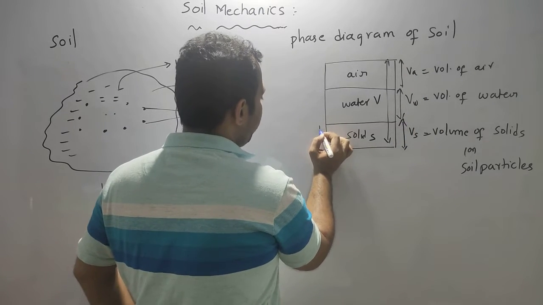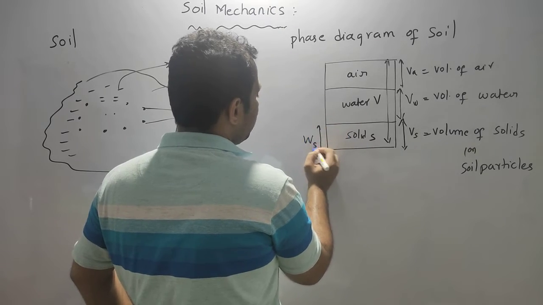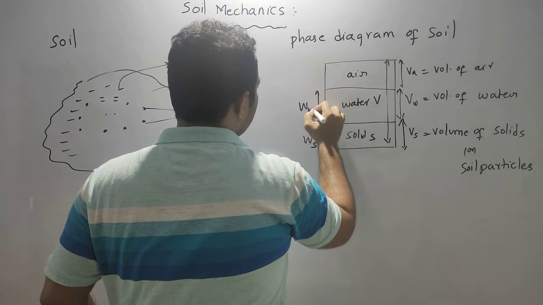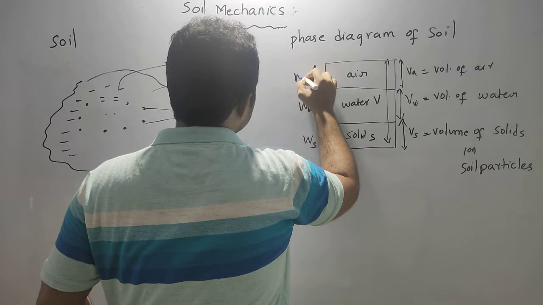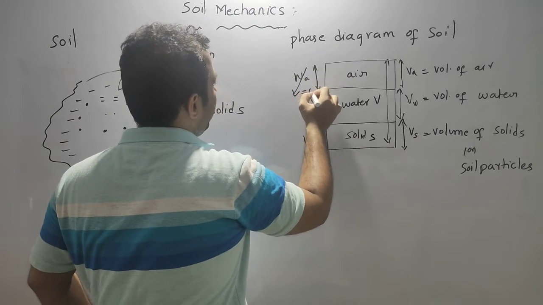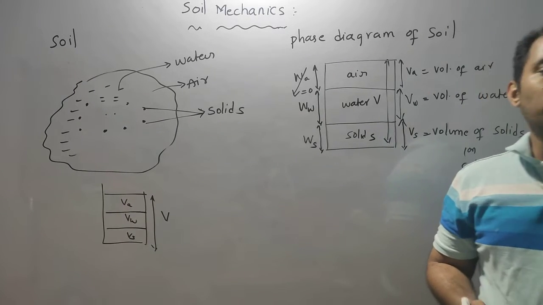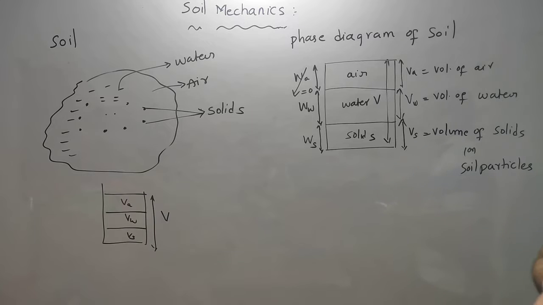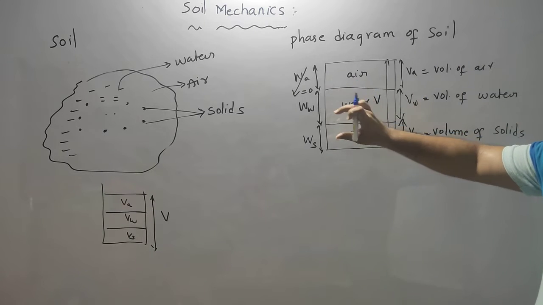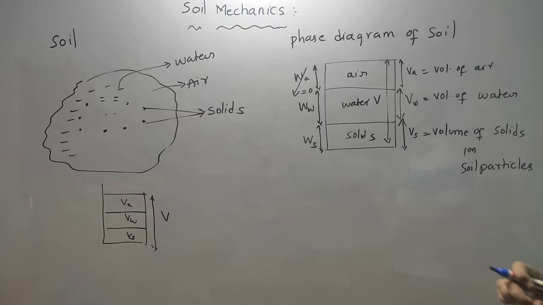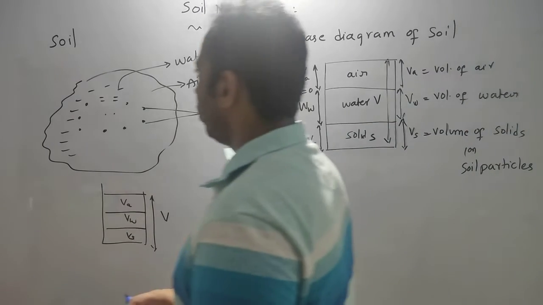Similarly, the solids will have some weight. This is the weight of solids. The water will have some weight. This is the weight of water. The air will have some weight. This is the weight of air. Generally we take the weight of air as 0, because what is the weight of air? Does air get weight? Air won't have any kind of weight, so that is why we can assume it as 0. So these are the volumes and these are the weights. Now relationships mean these are the properties. These are the different properties, and using these we can derive some secondary properties. Let us see what the secondary properties are.